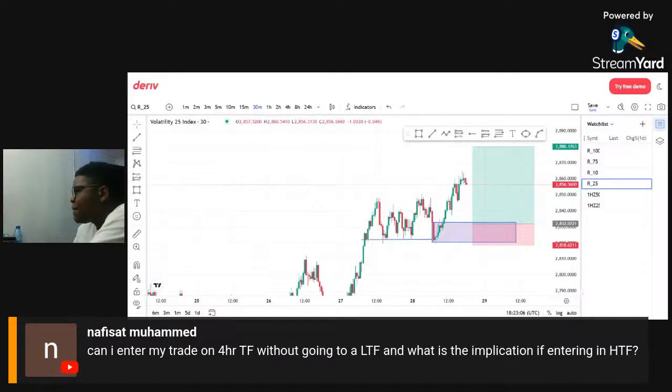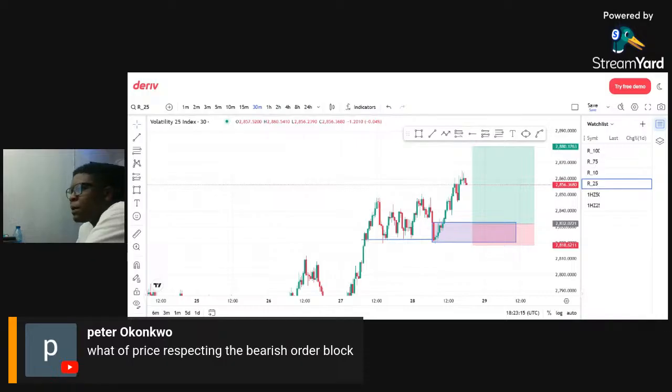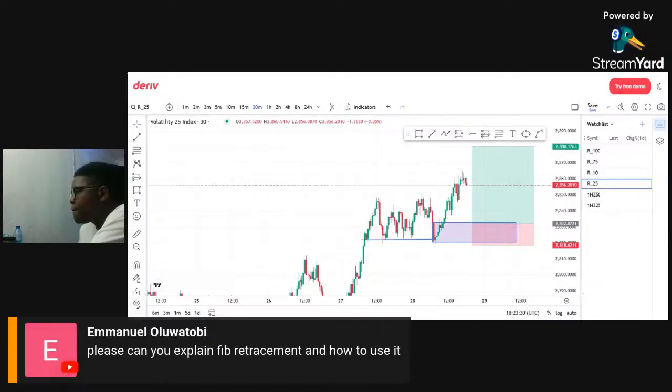Peter Conway says, what of price respecting the bearish order block? Which of the pairs is it, VIX25 or VIX10? Which one? Please clarify for me. Okay, Emmanuel Oluwatobi said, can you explain Fib retracement and how to use it? All right, I'll do that immediately. So Peter Conway, can you clarify for me, please?